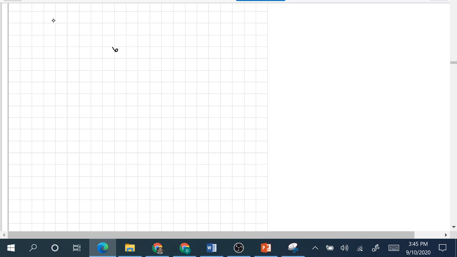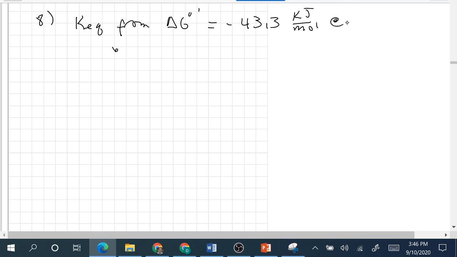Let's just start from the beginning. So this is problem 8. We need to calculate KEQ from delta G naught prime, and for this reaction, the hydrolysis of creatine phosphate, our delta G naught prime is negative 43.3 kilojoules per mole, at the temperature we're at, 25 degrees C.